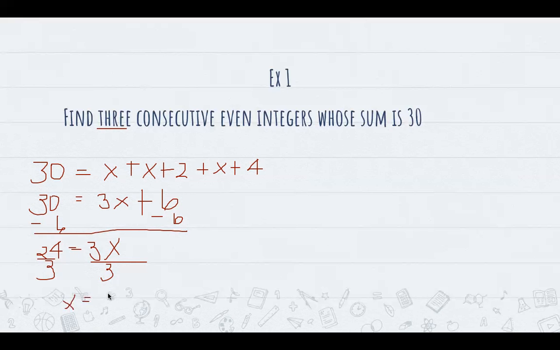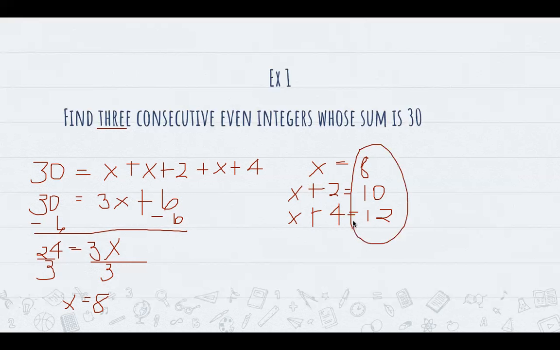So now you know your first integer is 8, but it's asking for the 3 consecutive integers. So you plug in 8 to the second formula, x plus 2. First integer, 8. Second integer, x plus 2. Now that we know 8 is x, 8 plus 2 gives you 10. And then the third integer is x plus 4. We know x is 8, so 8 plus 4 gives you 12. These are your 3 consecutive even integers.